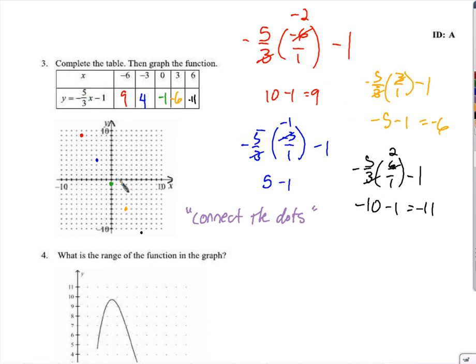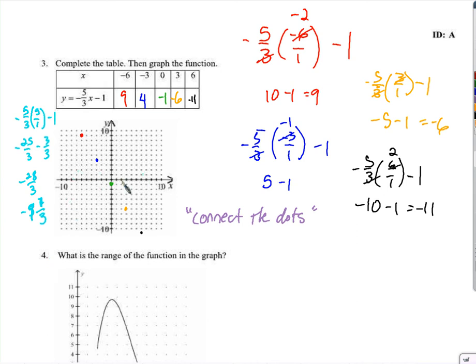But let me show you what one of those weird points would be. Let's say we went to x is 5. So we would have negative 5 thirds times 5 over 1. I like to put it over 1. We get negative 25 thirds minus 1. That's 3 thirds, right? Common denominator. Negative 28 thirds, or negative 9 and 1 third. Negative 9 and 1 third.